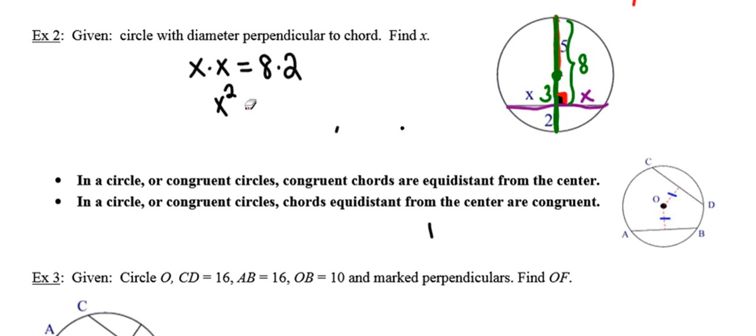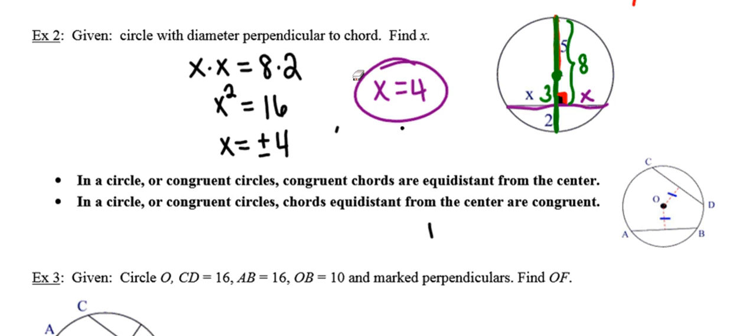Well, x times x is x squared, and the value of x squared is equal to 16, making the value of x either positive or negative 4. Again, in this picture, x represents a length. We can't have a negative length, so I make the determination that the value of x must be equal to 4.